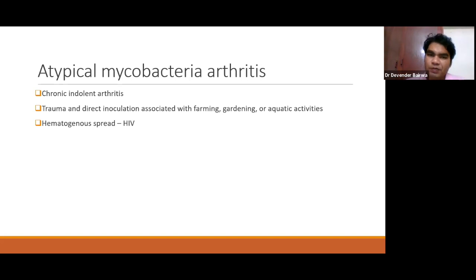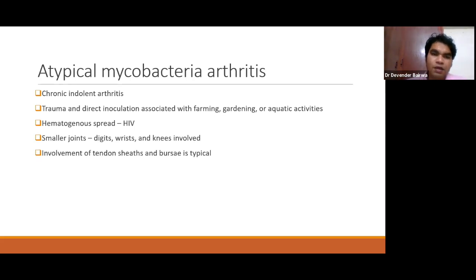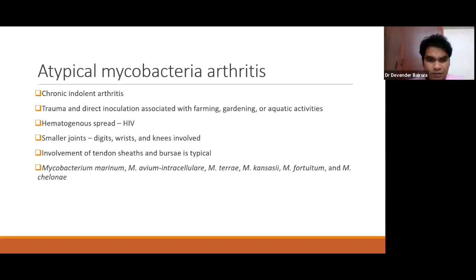And in case of our HIV patients, there can be hematogenous spread. In smaller joints, digits, wrist, and knees are commonly involved. Apart from joint involvement, there will be soft tissue involvement in terms of tendon sheaths and bursa, and this is typical of atypical mycobacterial infection. So if you are getting slow indolent monoarthritis with lots of soft tissue swelling, with lots of bursitis or let's say tenosynovitis, then you should think about atypical mycobacteria as well, specifically in cases of HIV and other diseases.